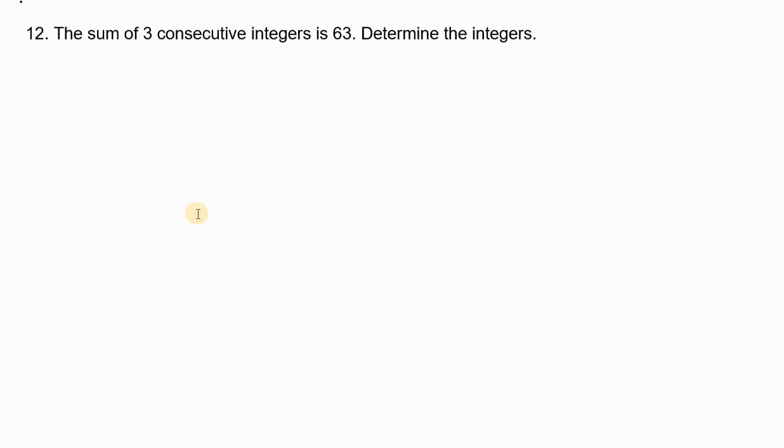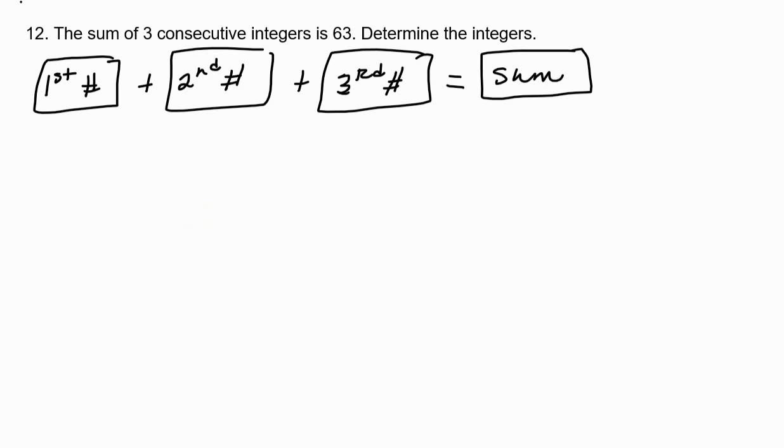Problem 12, the sum of three consecutive integers is 63. Determine the integers. Okay, so here is my diagram of what my thinking should be. That first number, I don't know what it is. I'm going to call it x. The second number is 1 more than the first number, so it is x plus 1. And that third number is 1 more than the second number, so it is x plus 2.